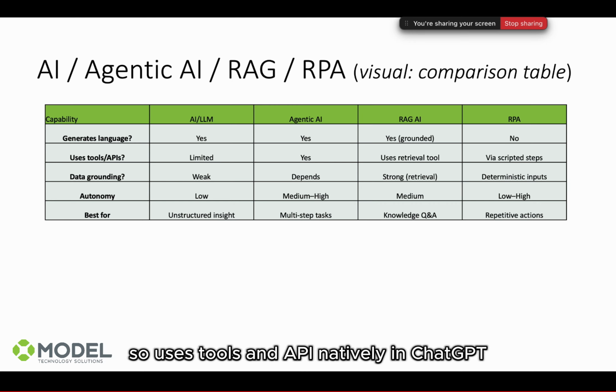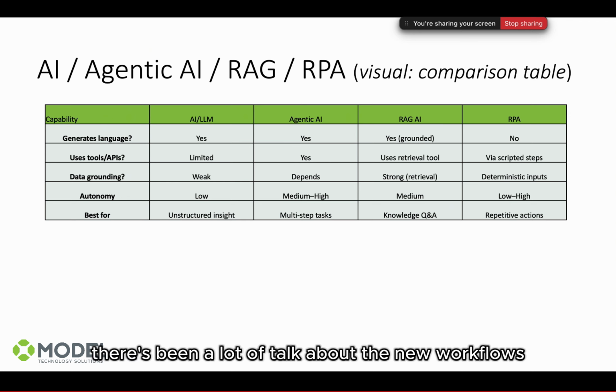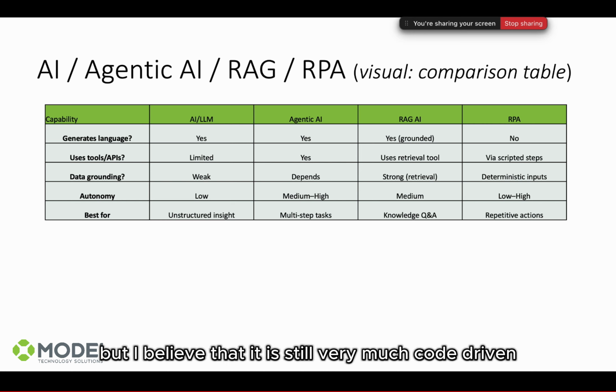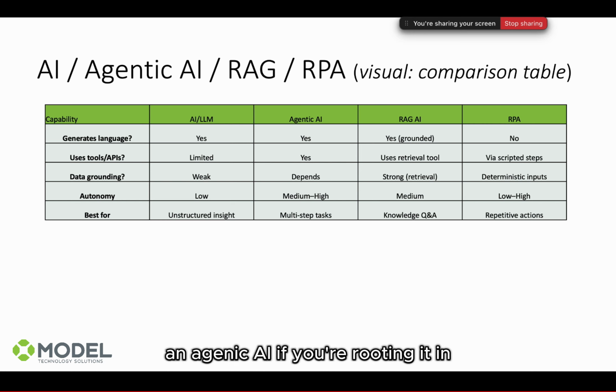So, uses tools and APIs? Natively in ChatGPT, it's limited. Now, there's been a lot of talk about the new workflows that are coming out with it, but I believe that it is still very much code-driven. An agentic AI, if you're rooting it in something like OpenAI's API interface and linking documents and evaluations, yes, it can use tools and APIs, but you have to code all of that up.